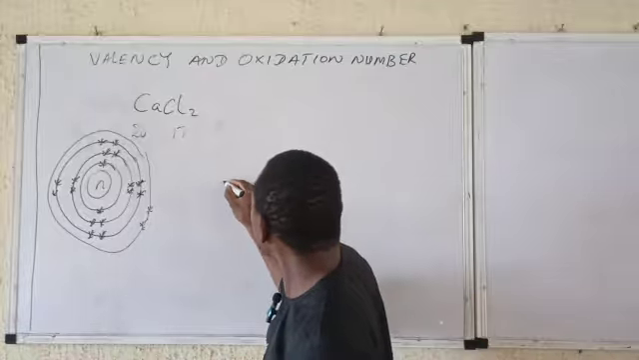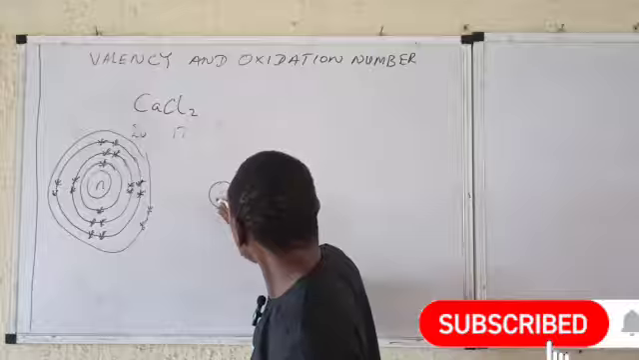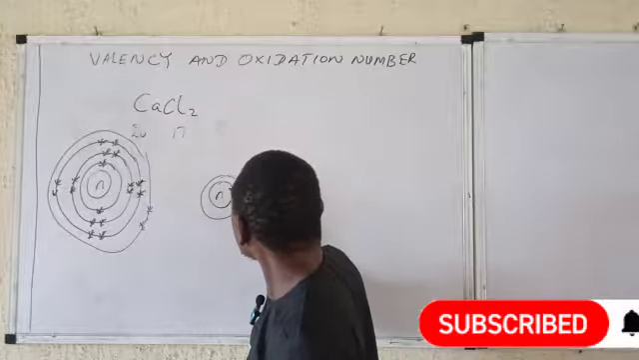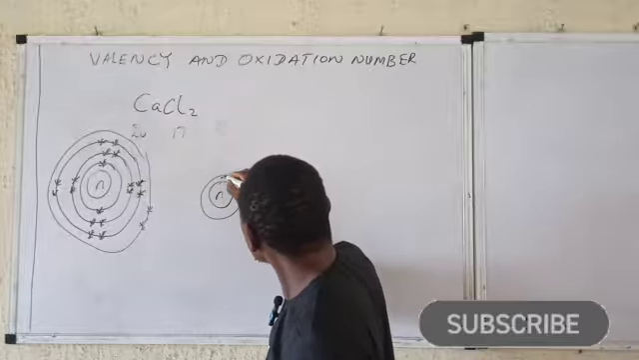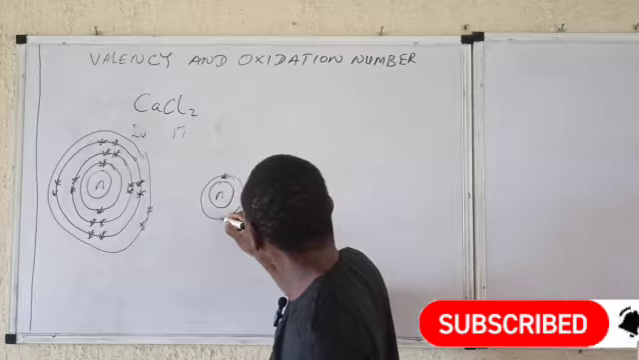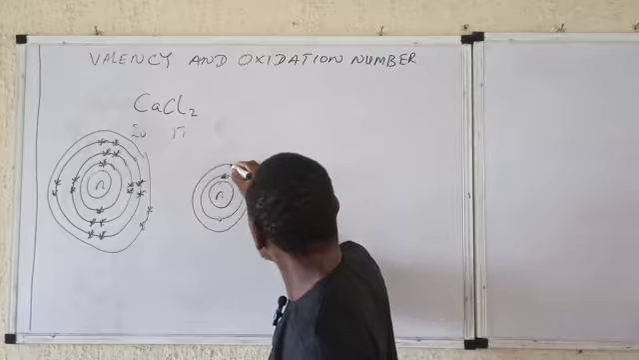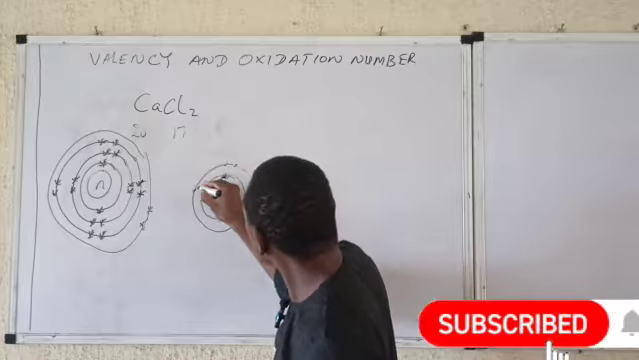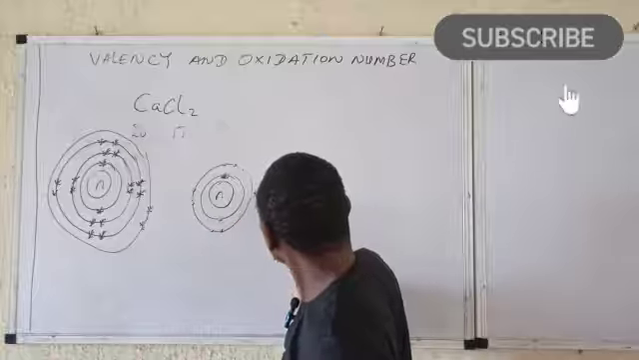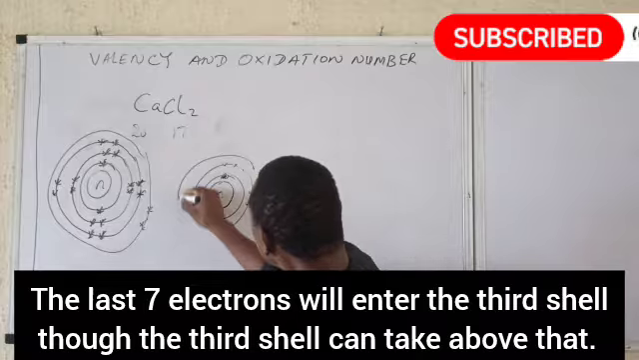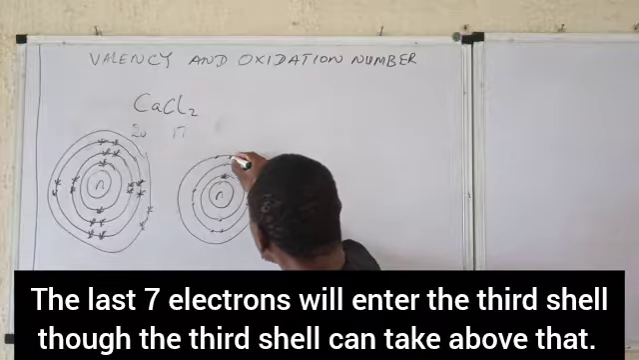While for chlorine, we repeat what we have done before. This, this is what? The first shell. Okay, let's use a different symbol. This is the second shell, 8. And this is the third shell, which takes what? 7.